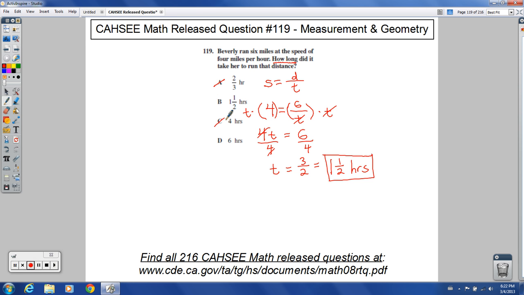hour. 4 hours, too much, way too much. 6 hours, way too much. If she's running 4 miles each hour, in 4 hours she would have run 16 miles and not 6 miles. And so you could think this one through, I think, pretty clearly as well.